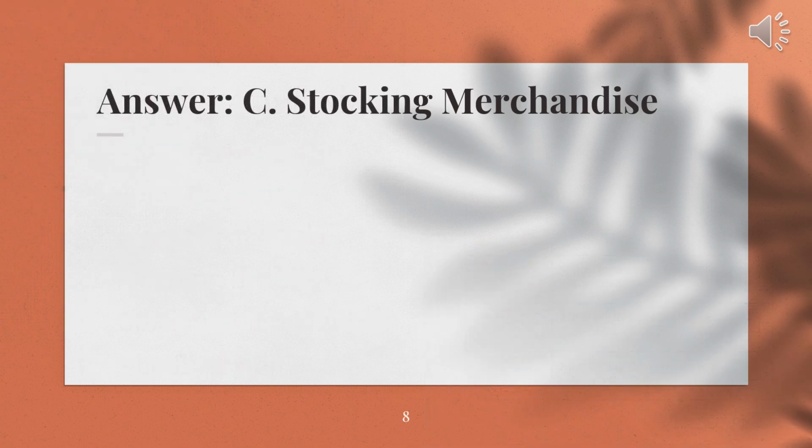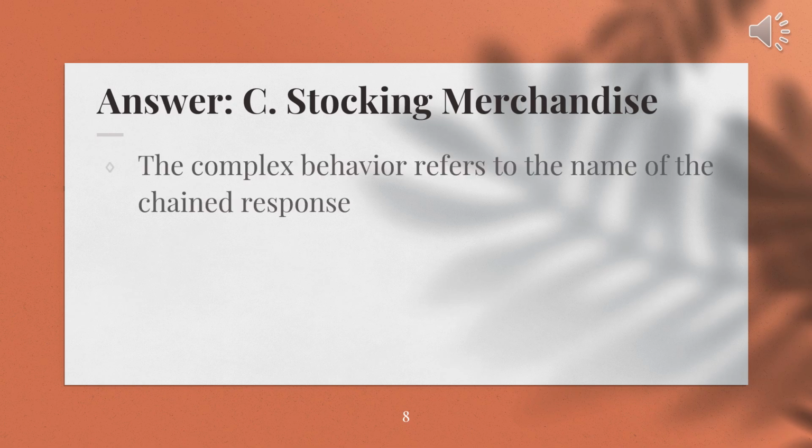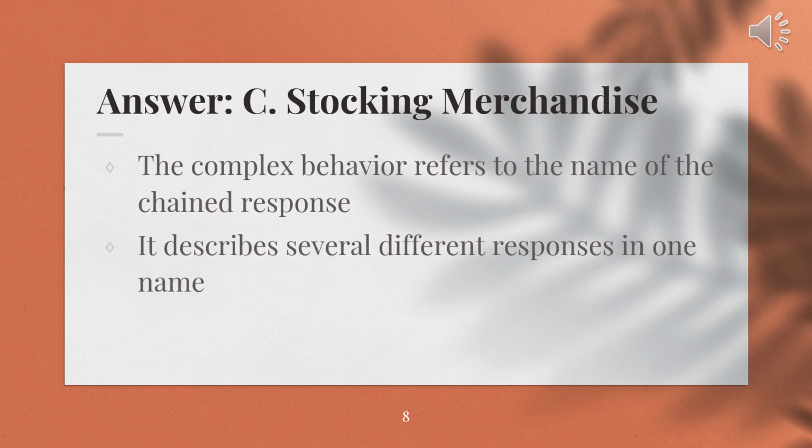The answer to the previous question was C, stocking merchandise. The complex behavior refers to the name of the chain response. It describes several different responses in one name. For example, the complex behavior of showering can encompass several different responses, such as turning on the water, getting your hair wet, grabbing shampoo, etc. But showering would be the complex response that refers to the entire chain response. On your homework sheet, fill in C for the answer. I'll give you some time to get that filled in.